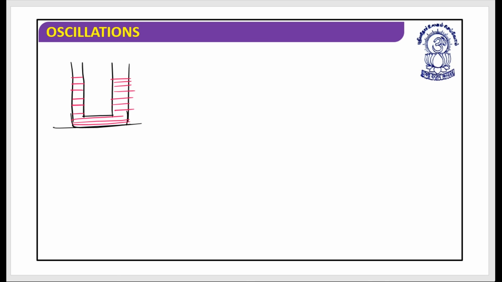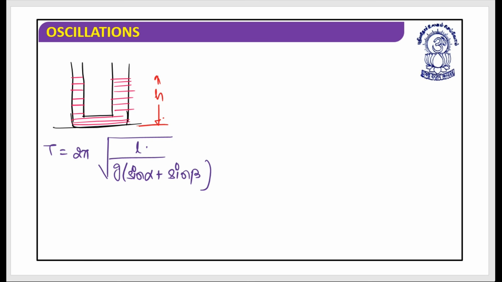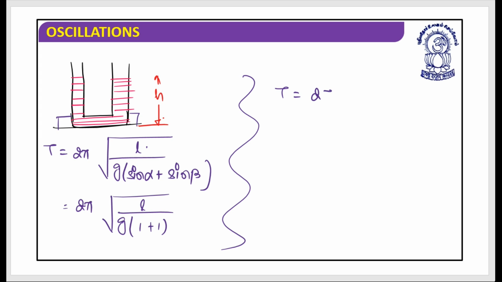Yes, this is the height h. So in this situation, T is equal to 2 pi root of L divided by g into bracket sine alpha plus sine beta, and this is 90 degrees, even this is 90 degrees, so this could be given as 2 pi under root of L divided by g into bracket sine 90 plus sine 90, which is 1 plus 1, and from this T is equal to 2 pi root of L divided by 2g.